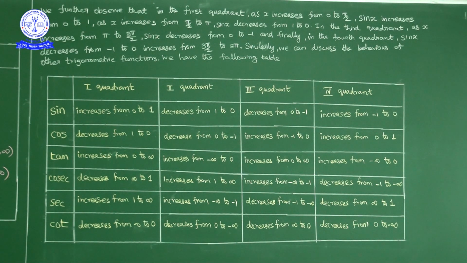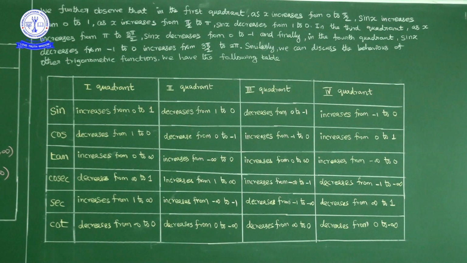Okay. Now further in the fourth quadrant, as x increases from 3 pi by 2 to 2 pi, cosecant x decreases from minus 1 to minus infinity. So in the third quadrant, cosecant increases from minus infinity to minus 1. In the fourth quadrant, it decreases from minus 1 to minus infinity. So in the third and fourth quadrants cosecant is negative. So cosecant is positive in the first and second quadrant, negative in the third and fourth quadrant.